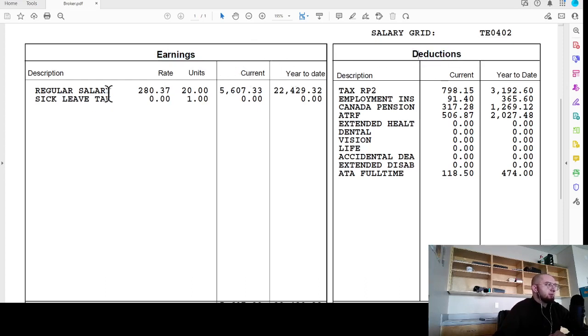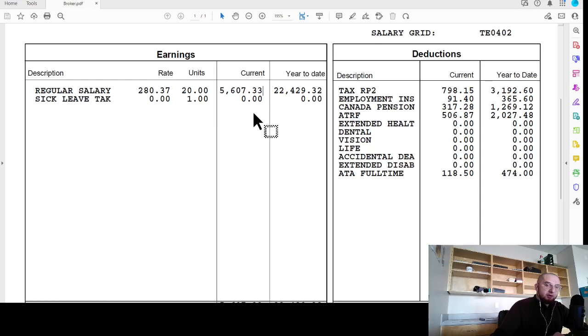So the earnings is very simple. I get paid $280.37 for every day that I work. And because teachers don't work Saturday and Sunday, and quite frankly, most people don't work Saturday and Sunday, I have 20 units, so 20 days, which, doing the math, is $5,607.33. So that's very simple, very straightforward.